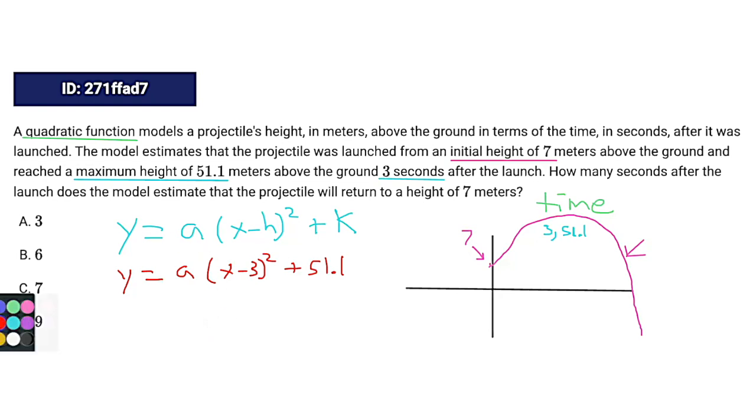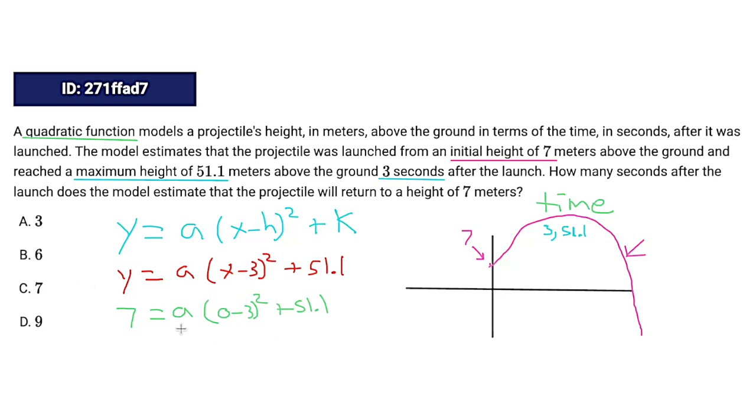Do we have a point? Well, we kind of do. They told us that the initial height was 7, right? We know that the y-intercept is 7. And at the y-intercept, y would be 7, and x would be 0. So let's figure out what a is real quick.